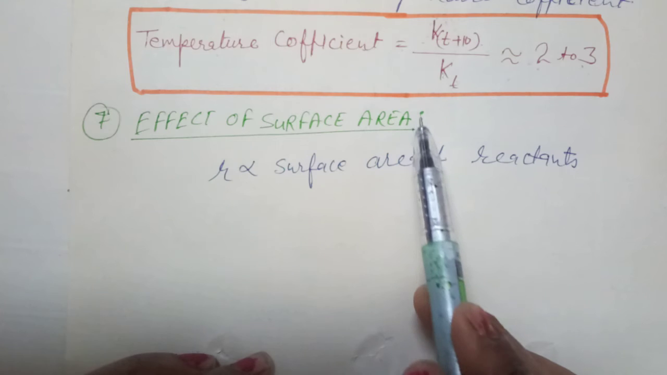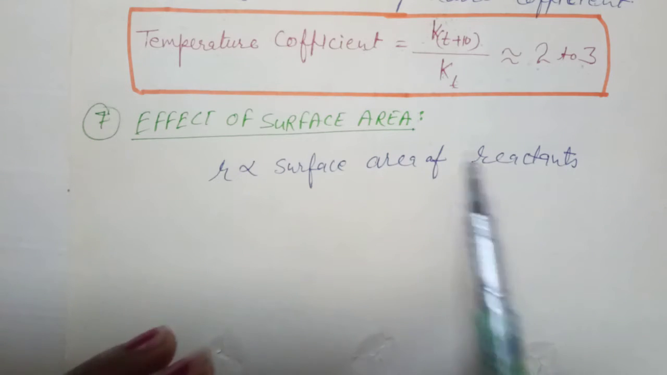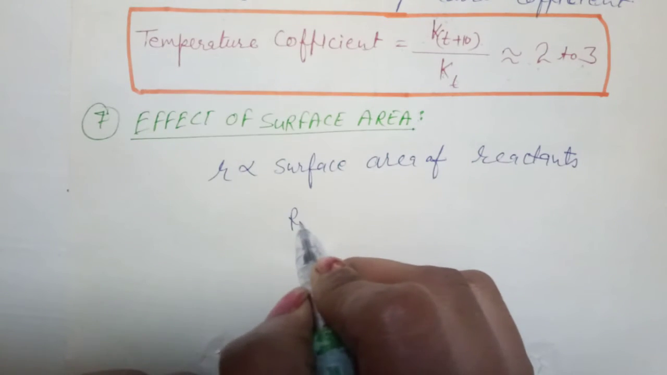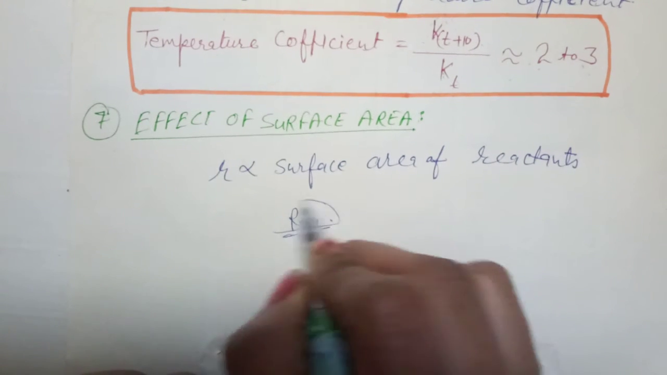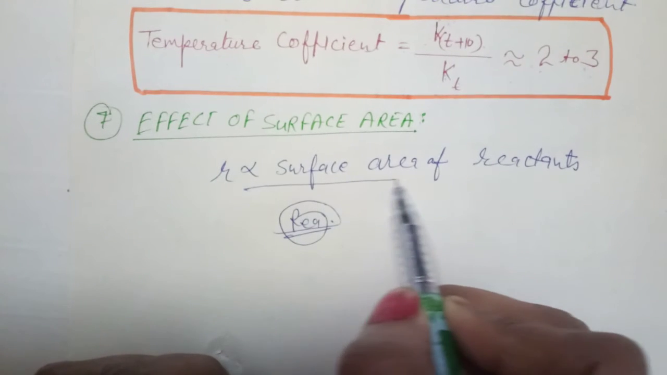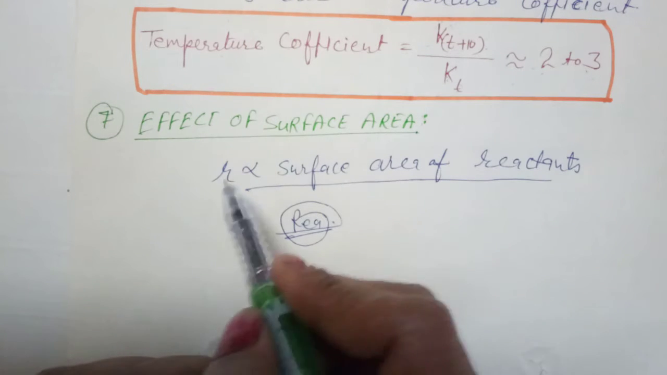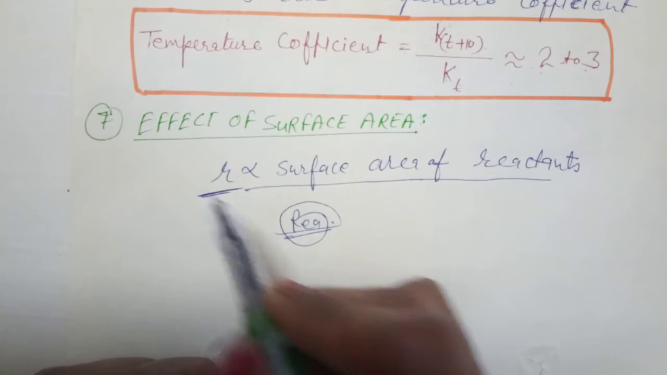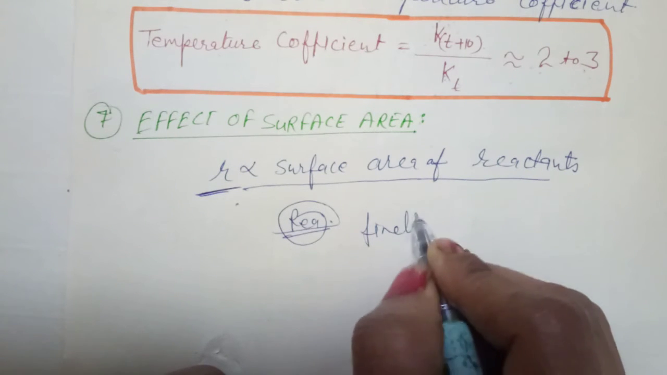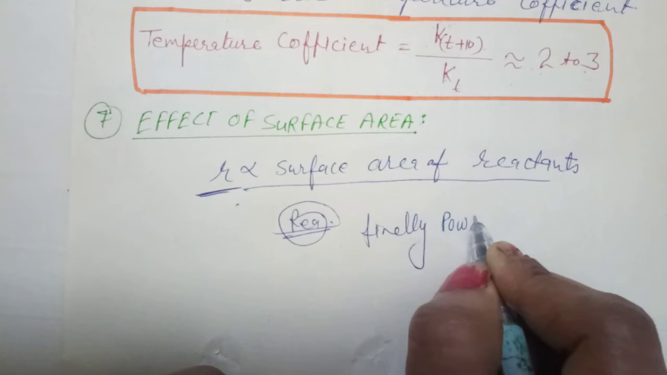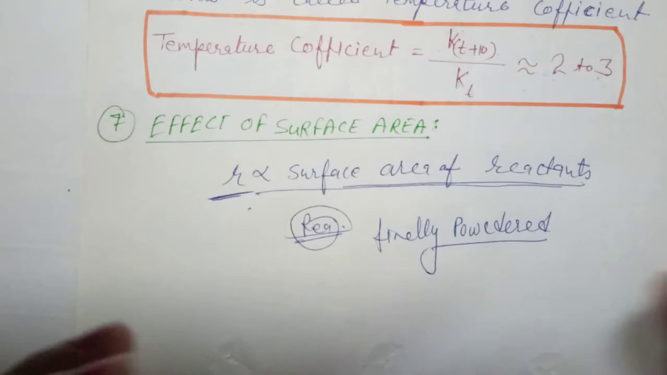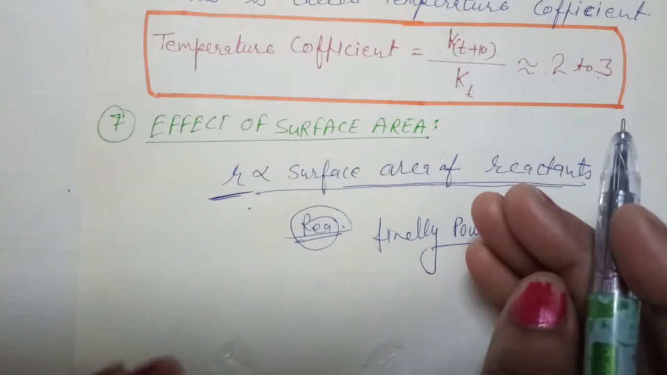Surface area has its effect when the reaction is of the heterogeneous type. Heterogeneous type means the reactants are not in the same physical phase. In heterogeneous reactions, as the surface area of the reactant increases, the rate of reaction also increases. When we use the reactants in finely powdered form, the surface area of the reactant is increased and the reaction takes place at high speed.